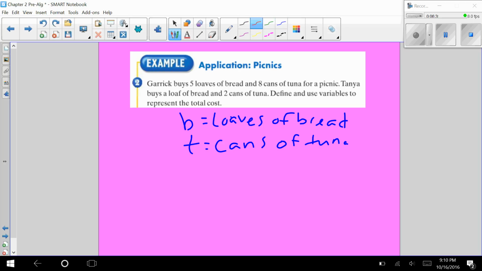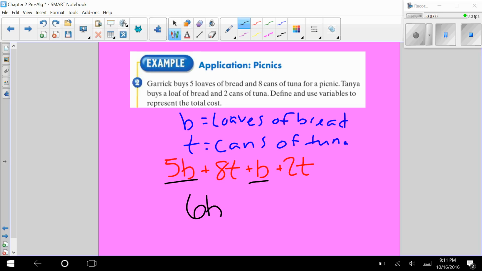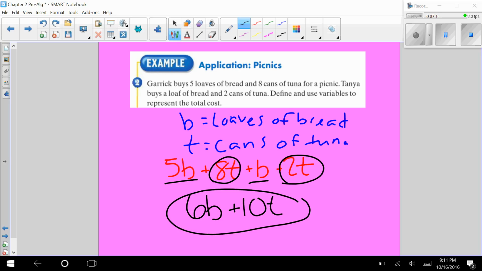So if Garrick buys 5 loaves of bread, it's 5B. And, always a plus, 8 cans of tuna, so 8T. Tanya, so we're adding this on, also buys 1 loaf of bread, so just B, and 2 cans of tuna, so 2T. Take our like terms, 5B and B, add those coefficients mentally, a 5 and that invisible 1, makes 6B. And we'll take our 8T and our 2T, add my coefficients mentally, 8 and 2 makes 10, 10T. There's my expression.